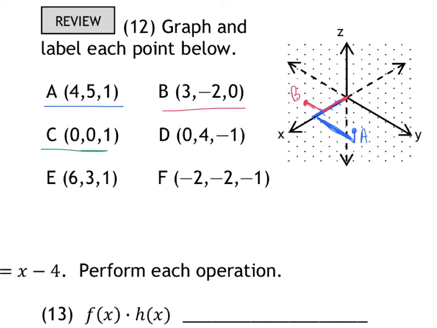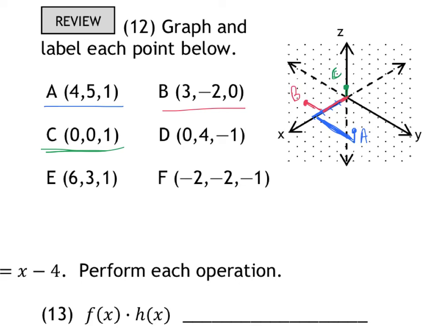Switch to green, looking at C. So with C, I'm not going to go anywhere in my x direction. I'm not going to go anywhere in my y direction. The only place I'm going to go is up 1 in my z direction. So that is my point C.